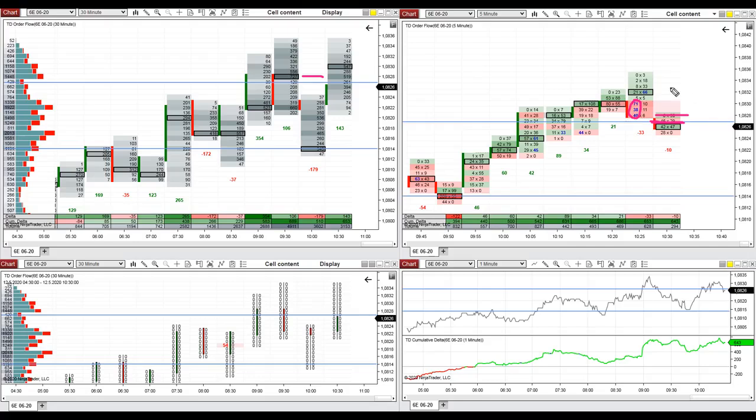So in this case, trailing the position wouldn't really help. It would be best to quit it right after those aggressive sellers showed up.